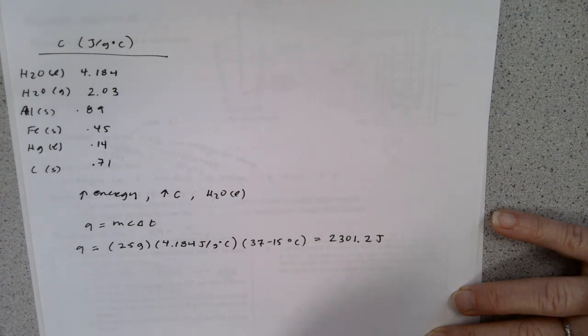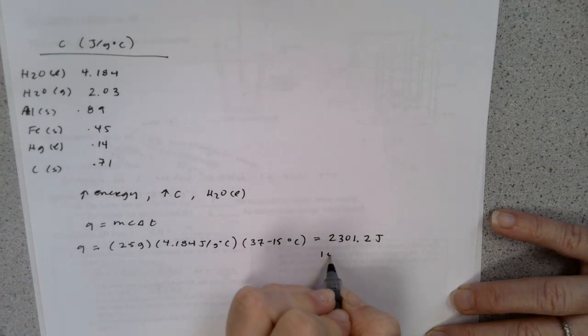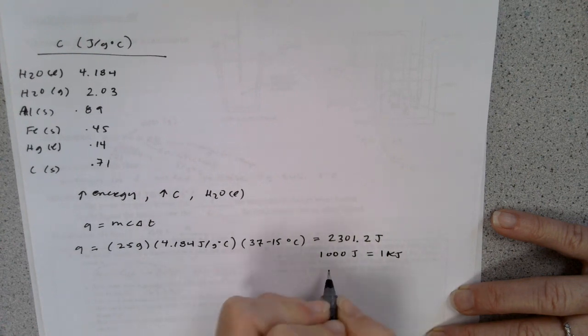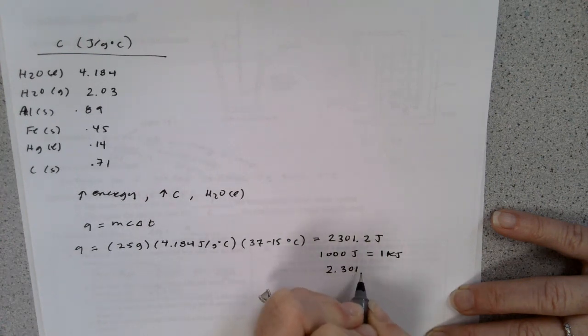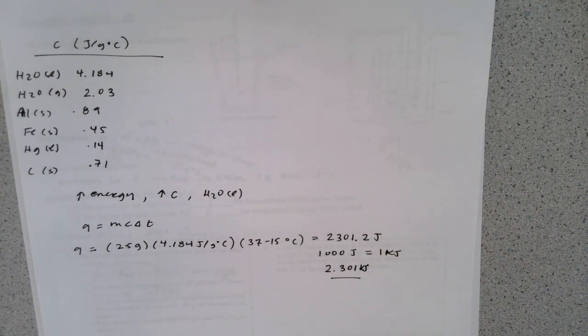And then I think it was asking, calculate the energy. The later question's asking about something in kilojoules. So let's just convert this to kilojoules. And remember, 1,000 joules equals 1 kilojoule. So this should be 2.301 kJ. Okay. All right, so let's read the rest of the problem.